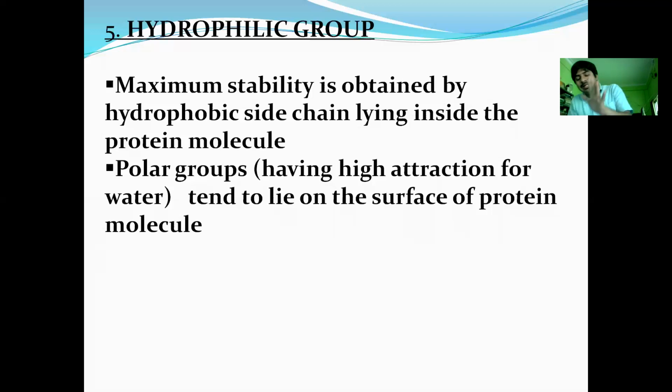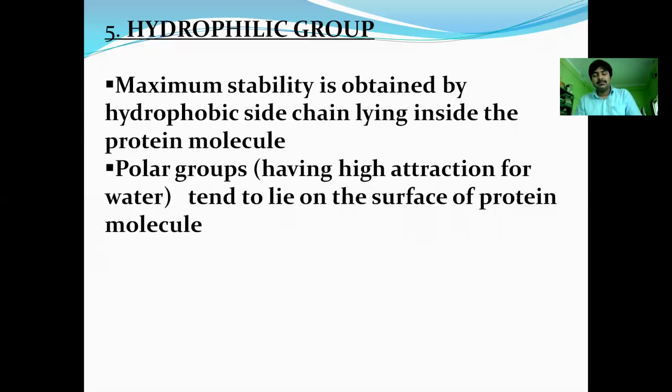So hydrophilic group means it has high attraction for water, means water loving species. So where do they lie? They lie on the surface of the protein and attract water. So protein molecule has two groups. One is hydrophobic side chain. Hydrophobic means it hates water, so it lies inside the protein molecule. Second one is the hydrophilic group. This hydrophilic group has high attraction for water, and it lies on the surface of the protein molecule and attracts water.